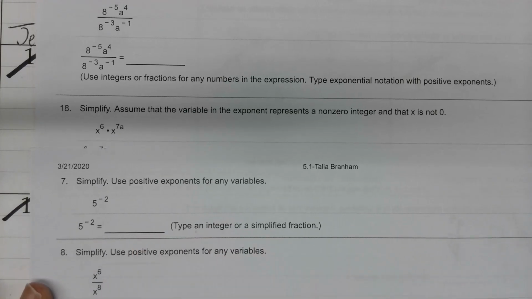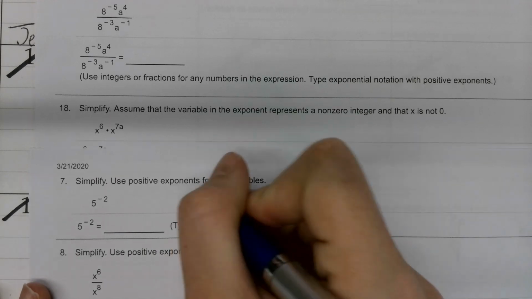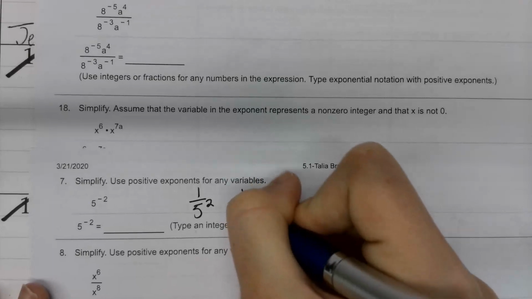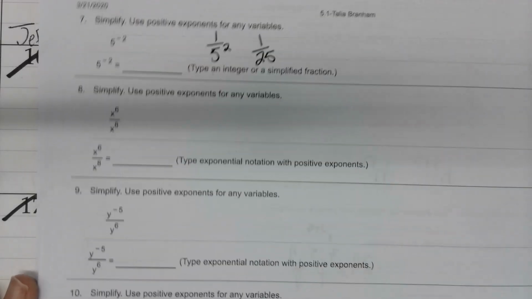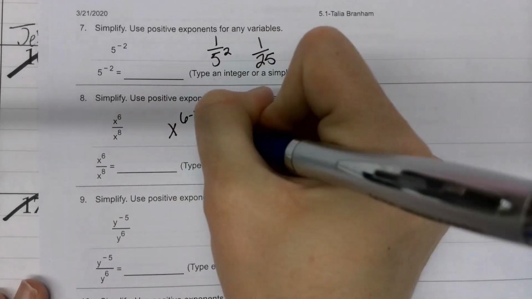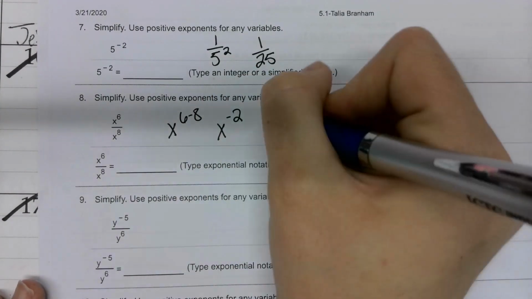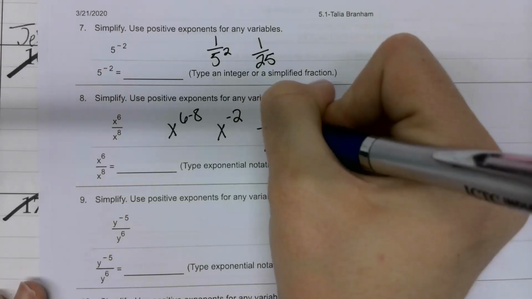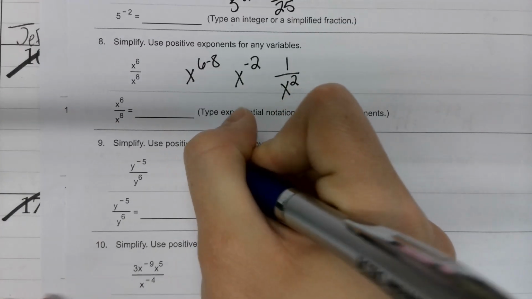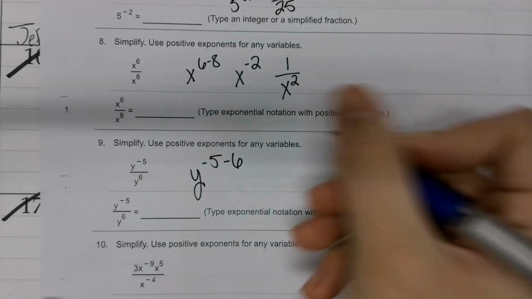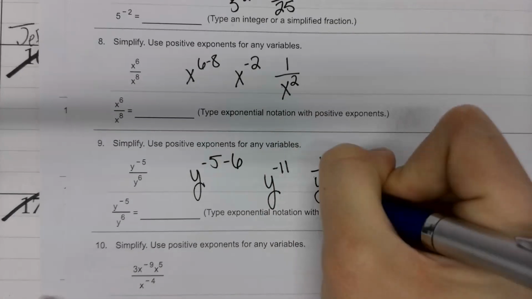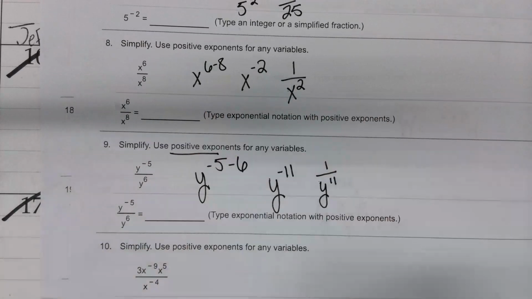Use positive exponents, type an integer or a simplified fraction. So we'd have 1 over 5 squared, which would be 1 over 25. This would be x, 6 subtract 8. So we'd have x to the negative 2, which would be 1 over x squared. This would be y, negative 5 subtract 6. So y to the negative 11th, or 1 over y to the 11th, because they want us to use positive exponents.